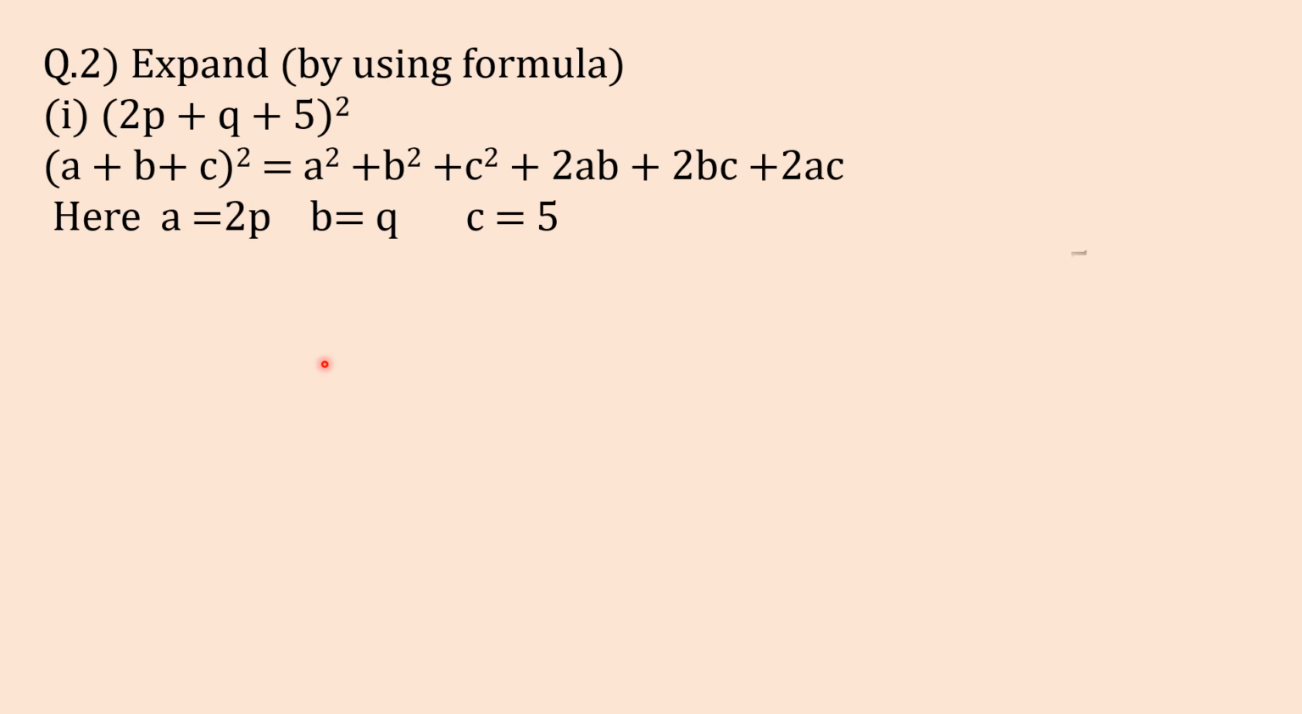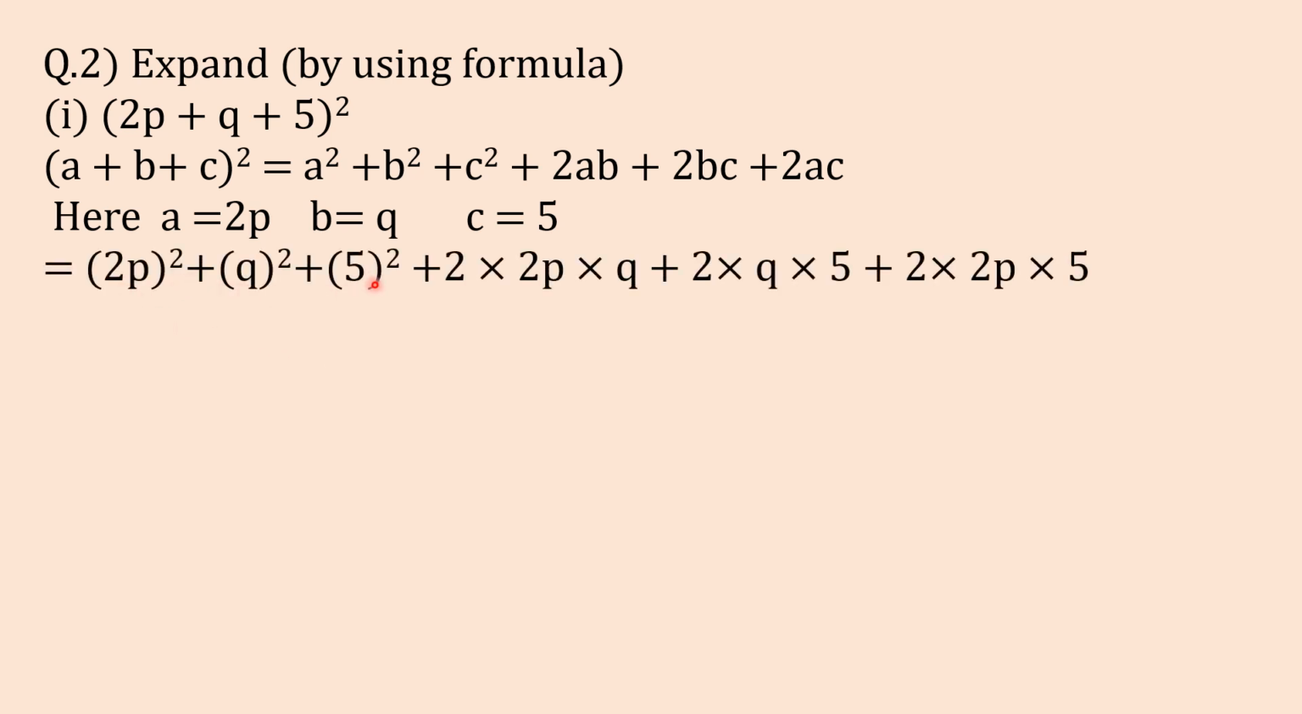So it will become 2p the whole square plus q square plus 5 the whole square plus 2 into ab, so 2 into 2p into q, plus 2 into bc, which is 2 into q into 5, plus 2 into ac, which is 2 into 2p into 5. So let's solve this. It will become 4p square plus q square plus 5 square, which is 25, plus 2 into 2p into q, which is 4pq, plus 2 into q into 5, which is 10q, plus 2 into 2p into 5, which is 20p. So we'll get here 20p.